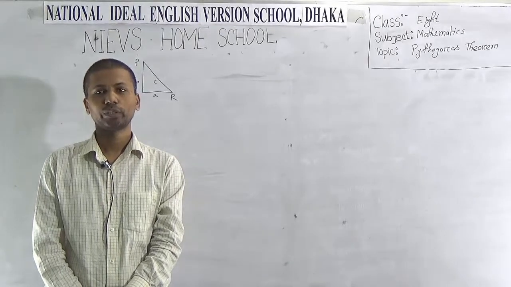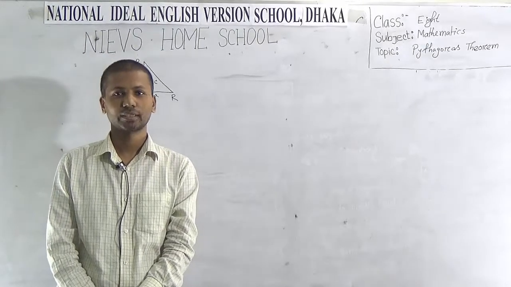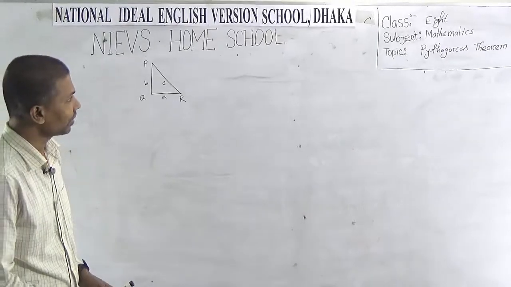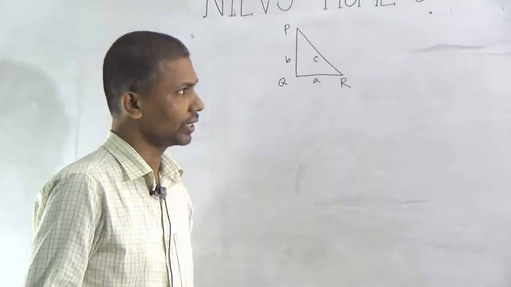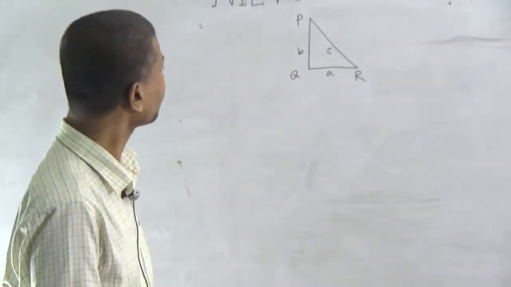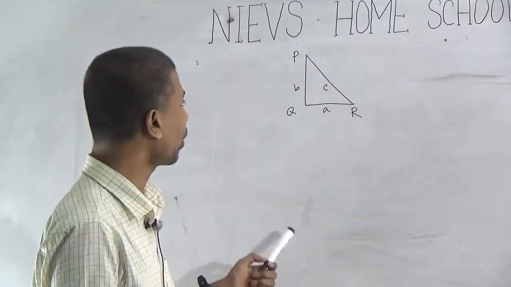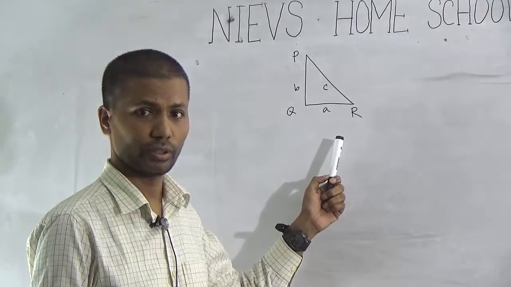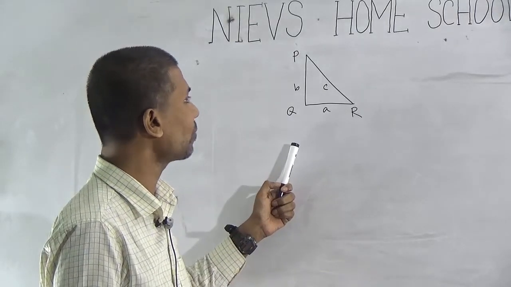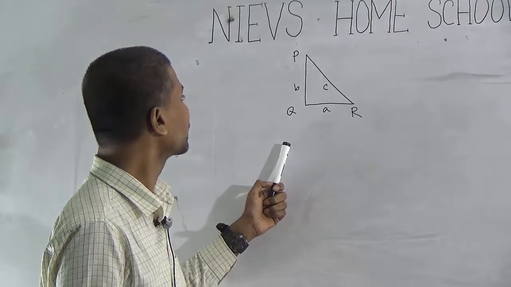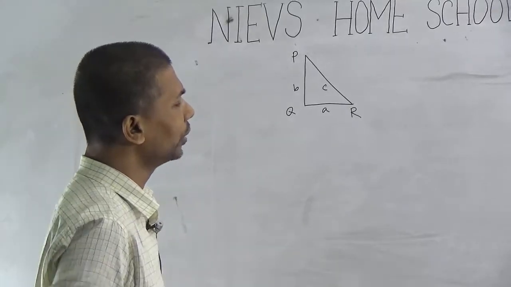Today I want to take a math class for class 8 and our topic is Pythagoras theorem. Look, at first I will state the Pythagoras theorem. The statement is, in a right angle triangle, the square of hypotenuse is equal to the sum of square of other two sides. Okay, what is the statement? In a right angle triangle, the square of hypotenuse is equal to the sum of square of other two sides. Okay, now we will prove this.